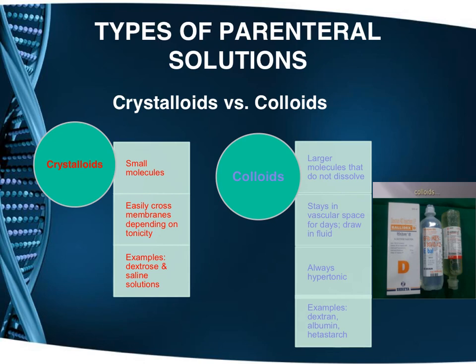Now let's discuss crystalloids and colloids. Crystalloids are small molecules that easily cross membranes depending on tonicity. Examples of these include dextrose and saline solutions. Colloids are large molecules that do not dissolve. They stay in the vascular space for days and they draw in fluid. They are always hypertonic. Examples include dextran, albumin, and hetastarch.